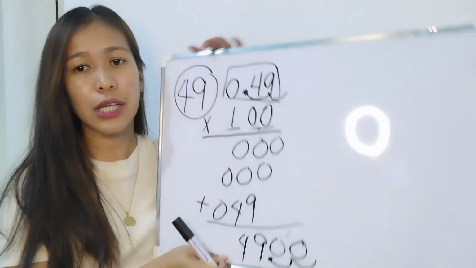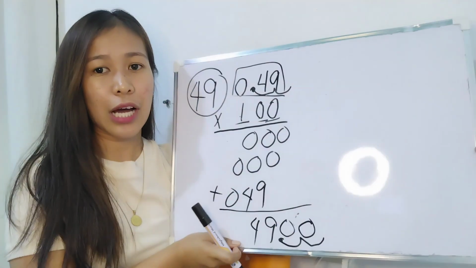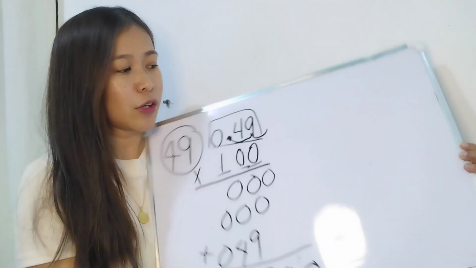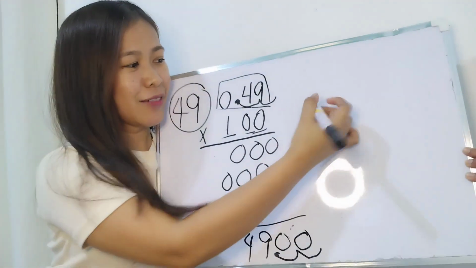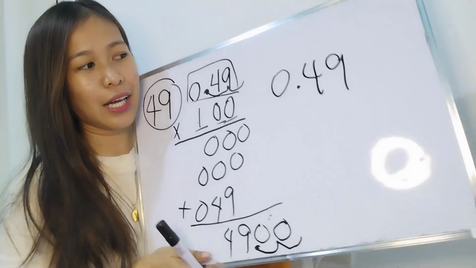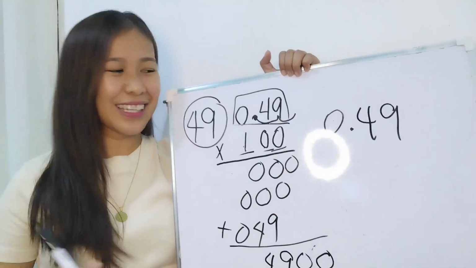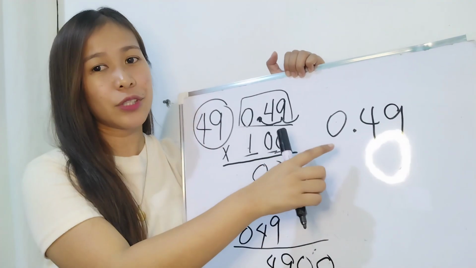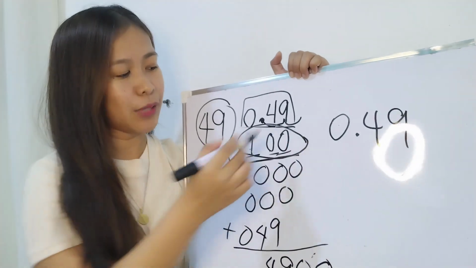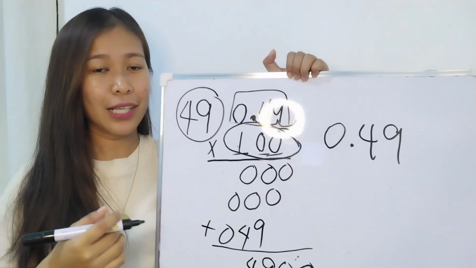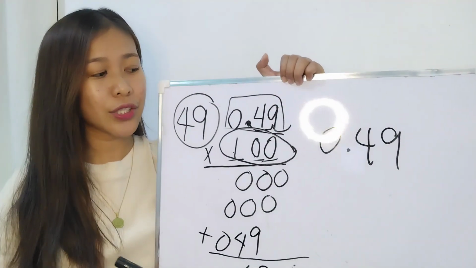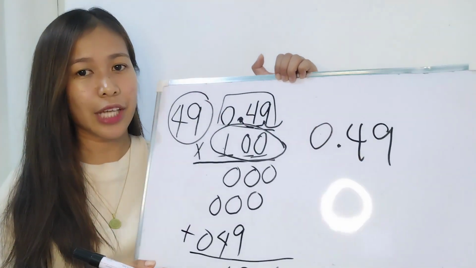But actually, there is a short way on how to solve this kind of an equation. Okay? So, for a minute. So, di ba we have here a 0.49? Ayan. Wait lang. Ang laki ng board. Okay. And then, dahil we have 0.49 in here, so, meron din tayo ditong 100. Ayan. I-multiply natin sila, di ba? Based on the equation or the questions, we have 0.49 times 100.